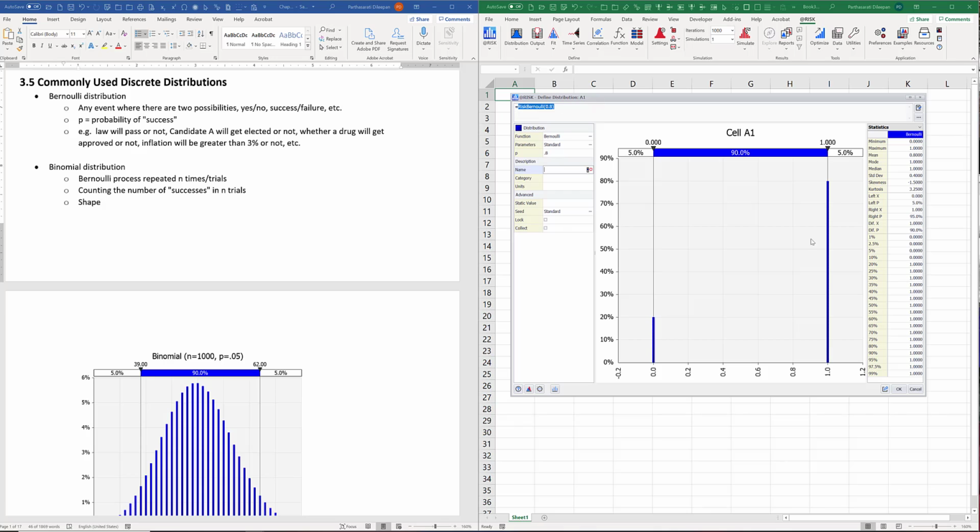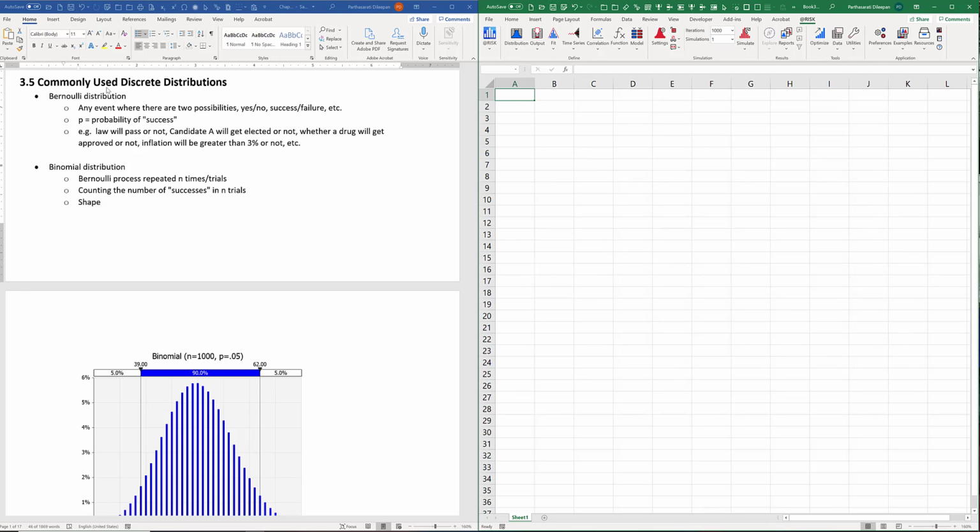Now, binomial distribution is an extension of the Bernoulli process. If you repeat the Bernoulli process a fixed number of times, that's called a binomial distribution. For example, if you inspect one product and it either passes inspection or not, that's Bernoulli. But if you have 50 products and you inspect each one, each resulting in either passing or failing, that becomes a binomial distribution: counting the number of successes in n trials.